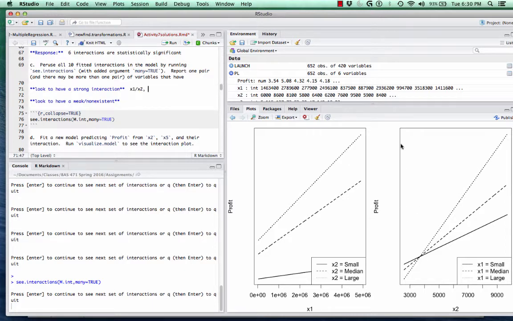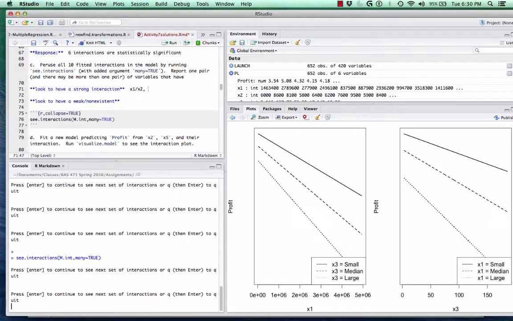Same sort of story here. The nature of the relationship between profit and x2 looks to change depending on the x1 values of the individuals we're comparing. We see that for small values of x1, it's relatively weak. The slope isn't all that steep. But for large values of x1, the relationship between profit and x2 is actually pretty strong here.